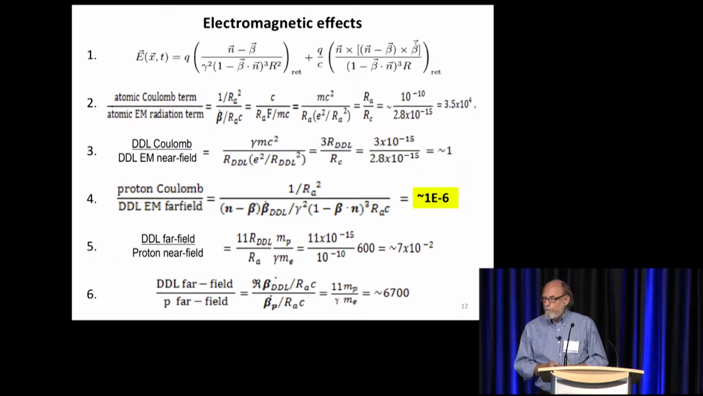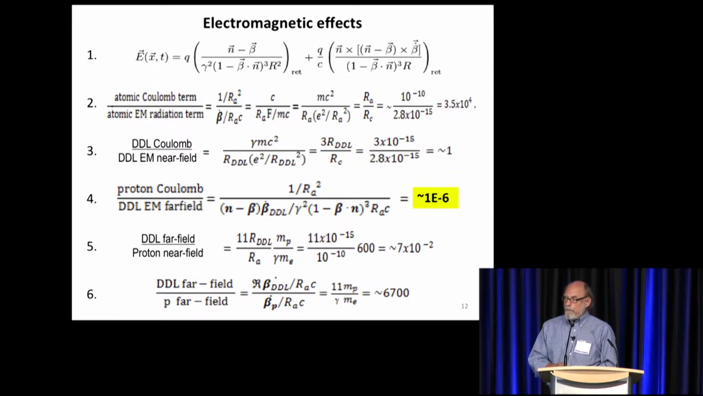Number two is, for instance, just taking the Coulomb term at the atomic level and comparing it to the radiation term, and you can see that it is much larger. And being much larger, you can just ignore the acceleration term, and that's the range we normally think about. But in number three, where you're looking at the Coulomb potential of the deep orbital electron, this is the DDL, the deep Dirac level, and comparing that with the radiation field, now they're closer to being comparable.